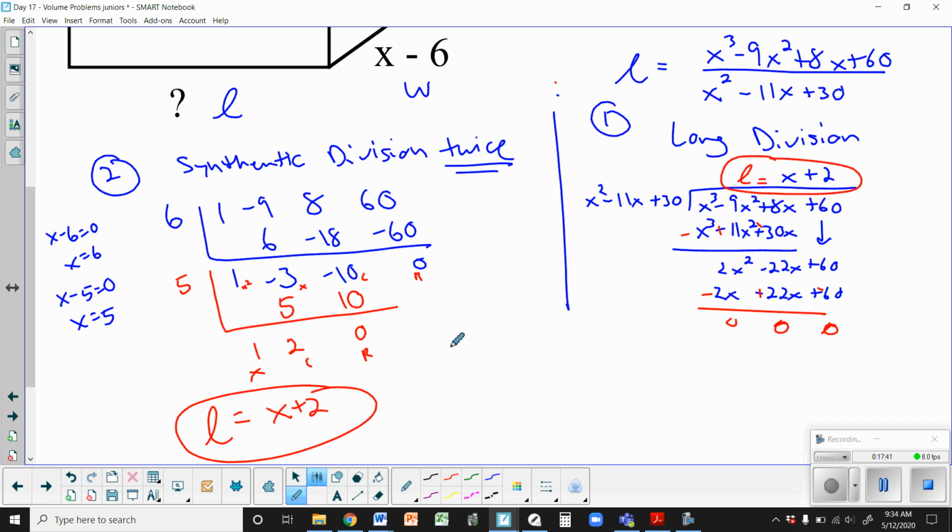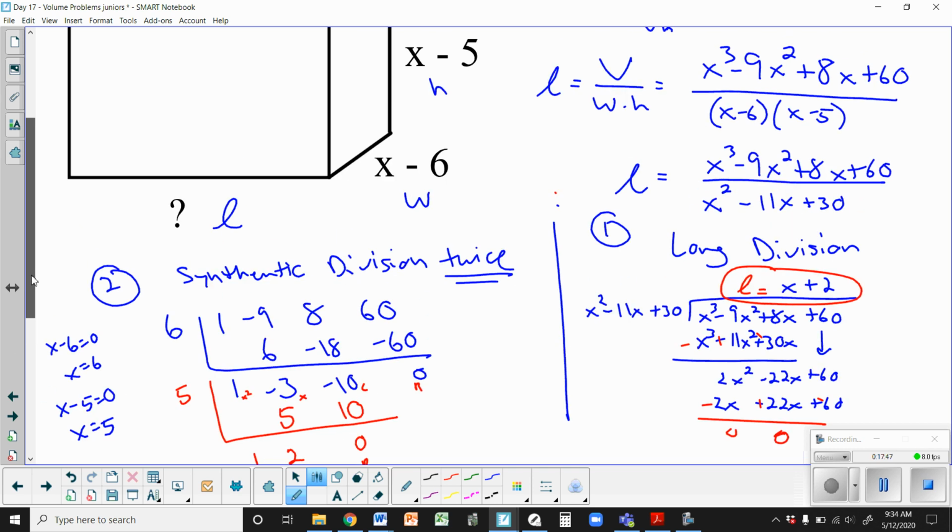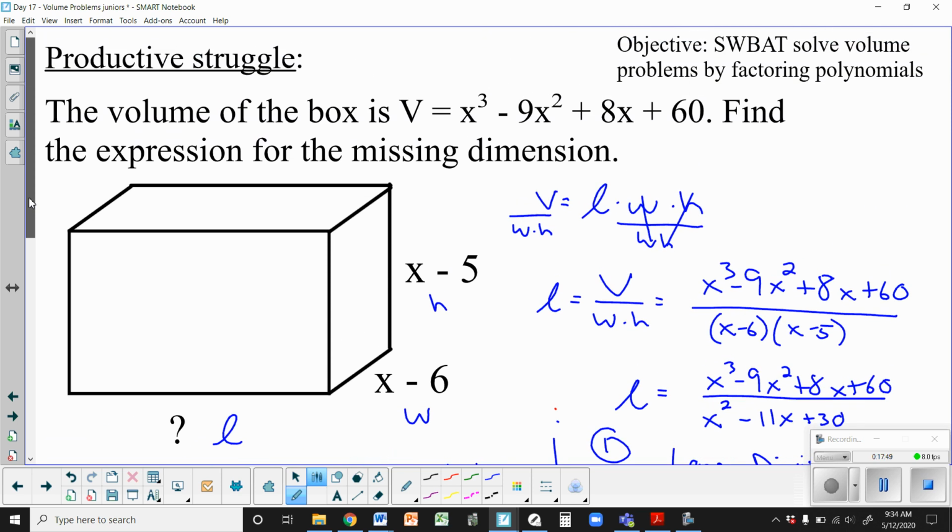So what method did you prefer? Maybe it's this one, maybe it's this one. Get us the same solution. All right, so let's just look back at what we did.